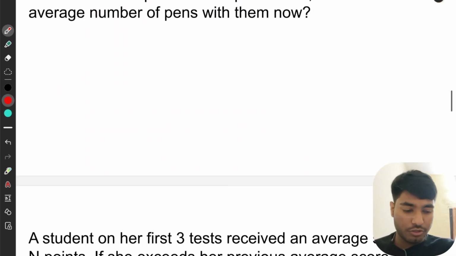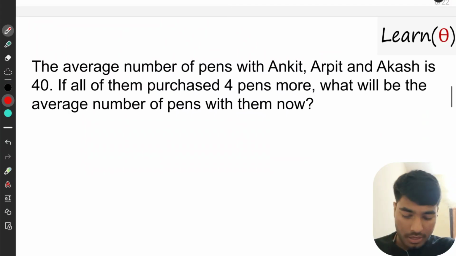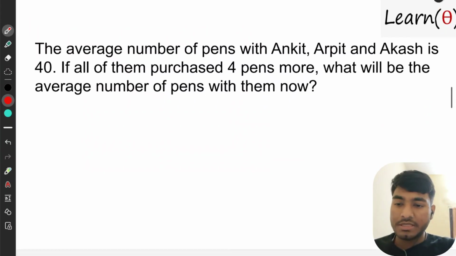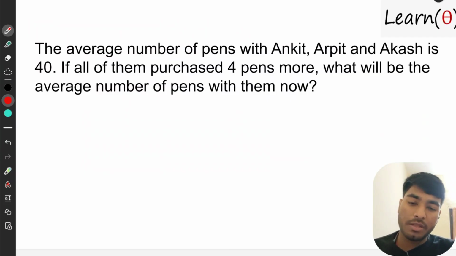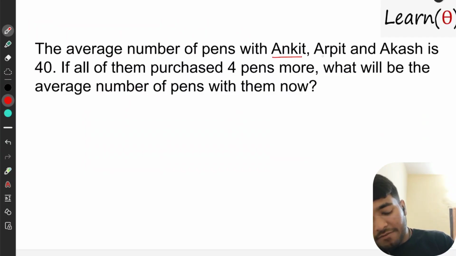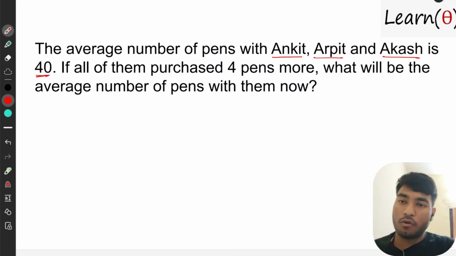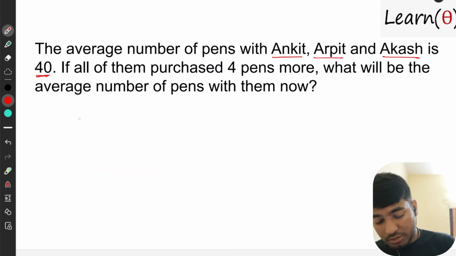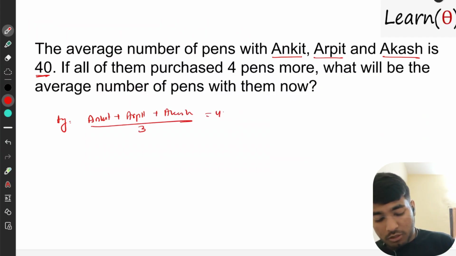Now let us begin solving the questions, because we are here to solve the questions only. The question says that the average number of pens with Ankit, Arpit and Akash is 40. Ankit has a different number of pens, Arpit has a different number, Akash has a different number, and the average is 40. If all of them purchase 4 pens more, what will be the average number of pens with them now? Basically, initially the average of Ankit, Arpit and Akash, divided by 3, was equal to 40.